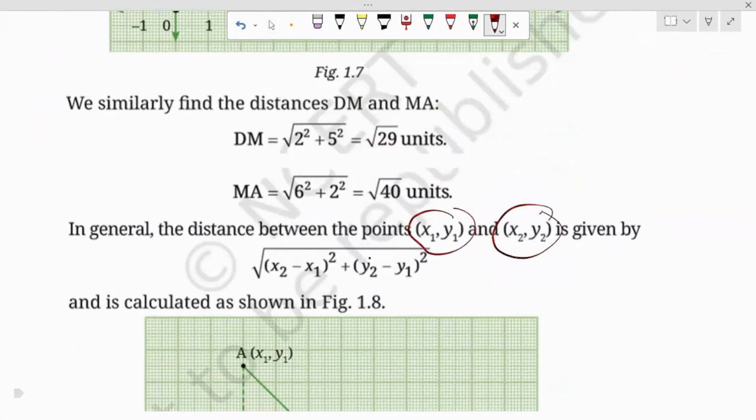What we have done, we have found the distance of x coordinates, the difference between x coordinates. This is x2 minus x1 whole square, plus then y coordinates, y2 minus y1 whole square.